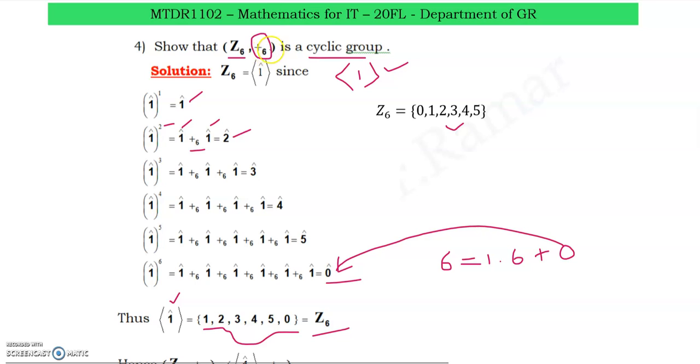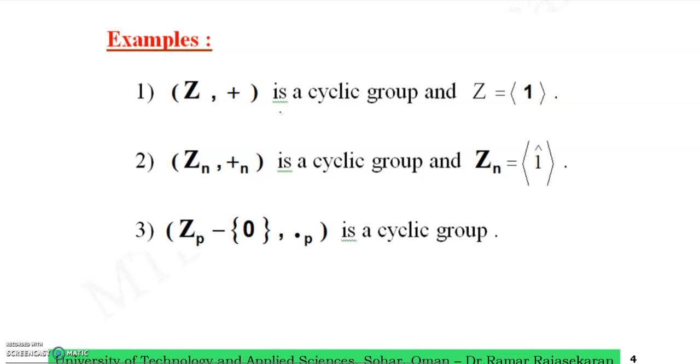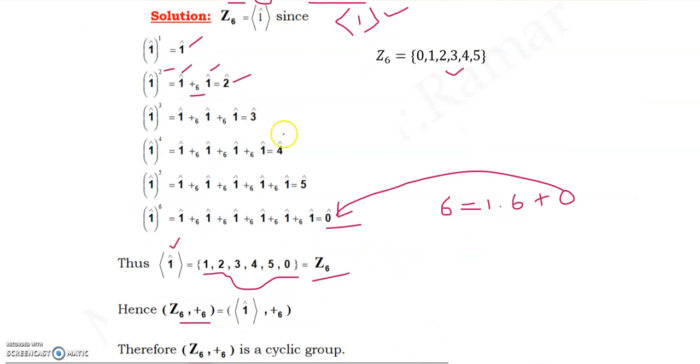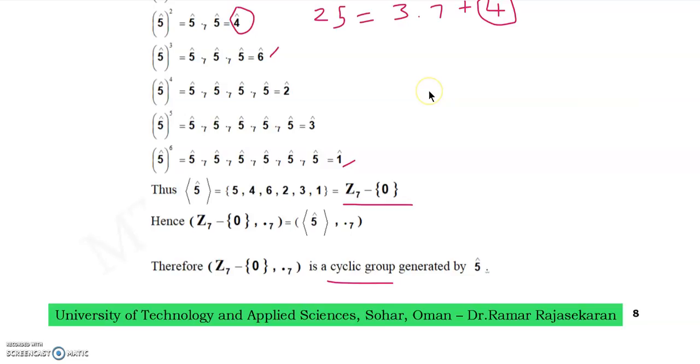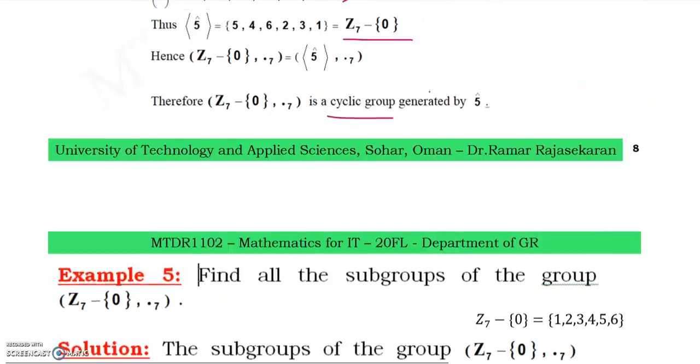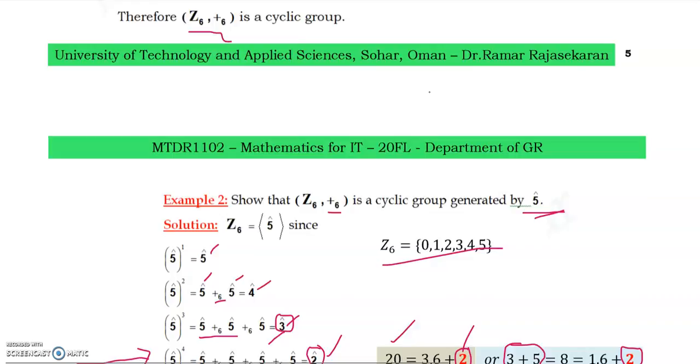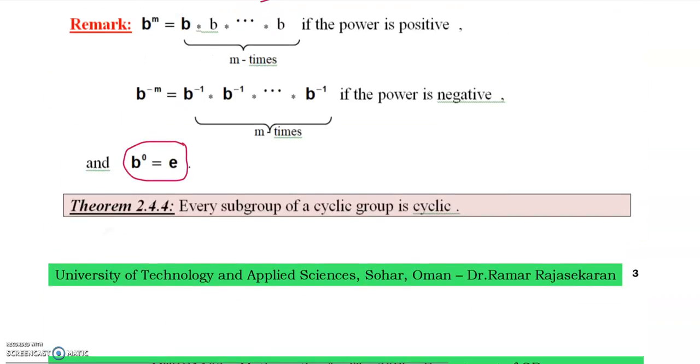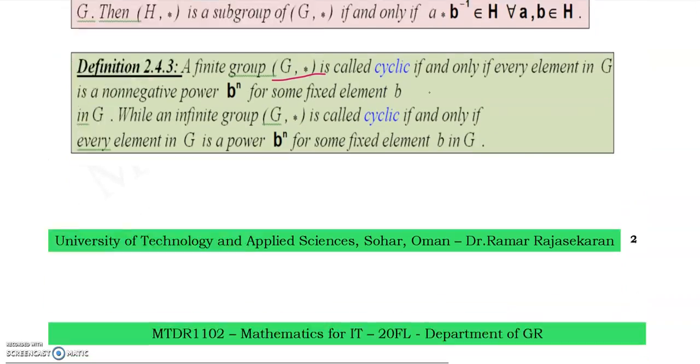Is Z6 with modulo 6 a group? Then you take any element. If that element with any positive power generates all the elements, then we say that the group is a cyclic group. Z6 with modulo 6 is already a group, no doubt, but we are checking whether it is cyclic. So by seeing the examples in advance, now we understand the definition of the cyclic group through the examples.